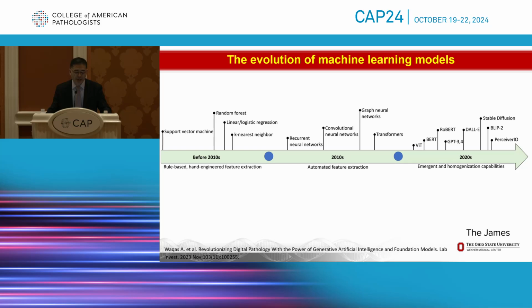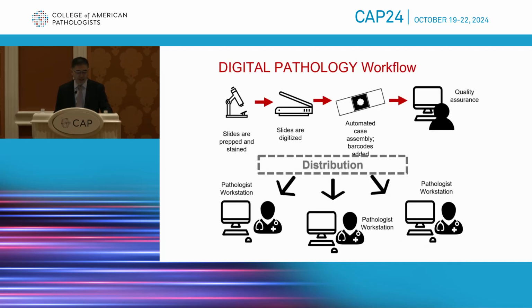This diagram shows the evolution of machine learning models, from before, such as support vector machine and random forest, which are basic machine learning models, up to the current graph neural networks and even transformers here.